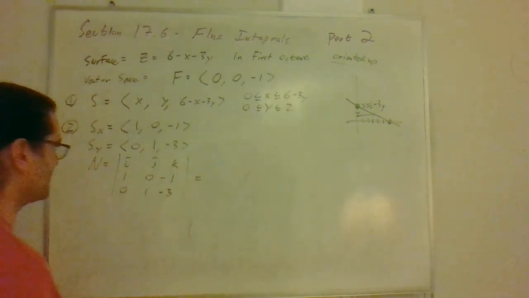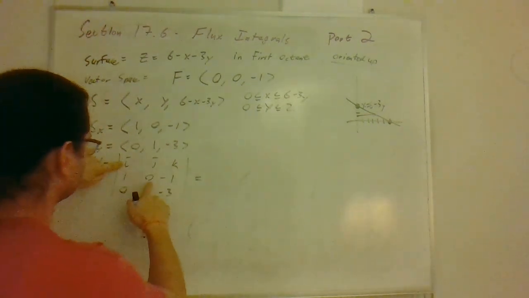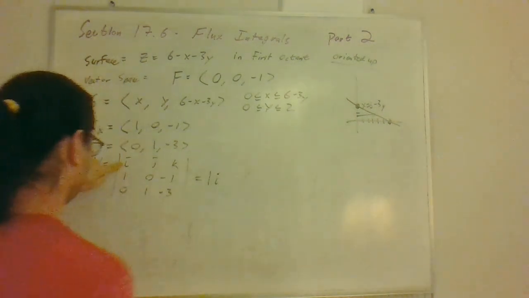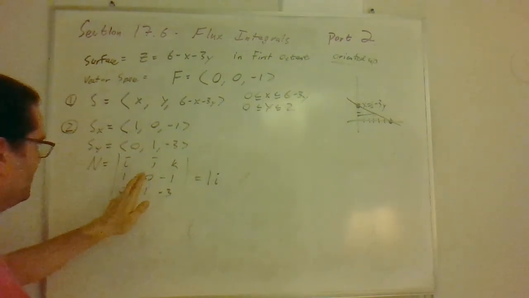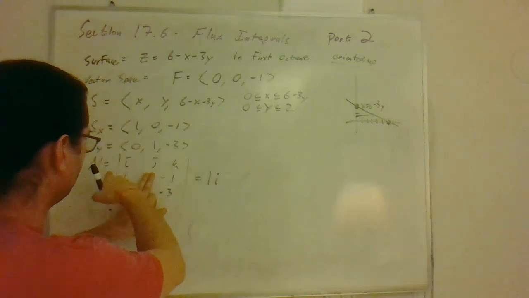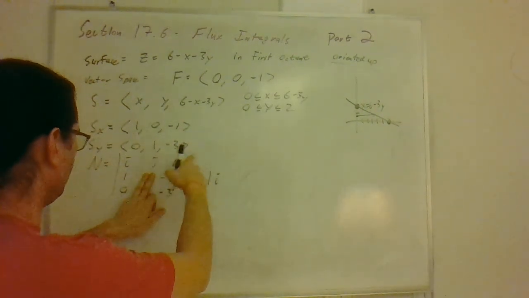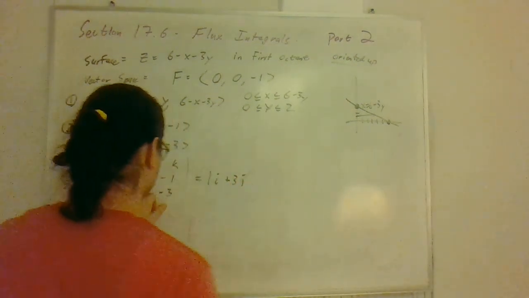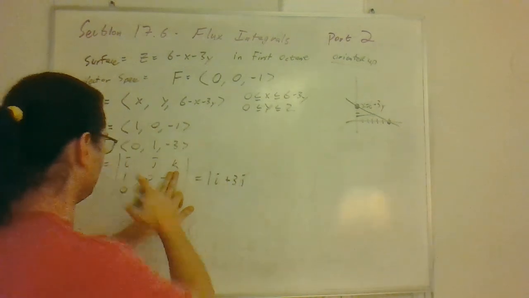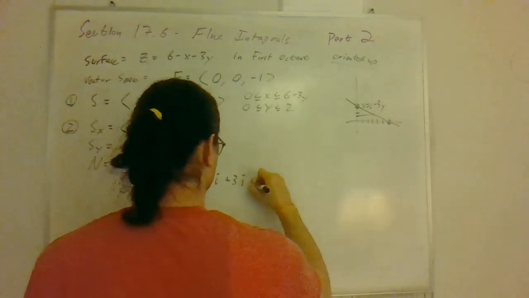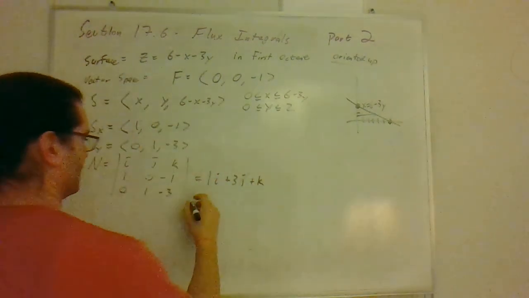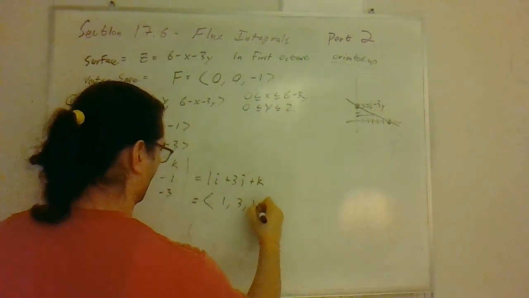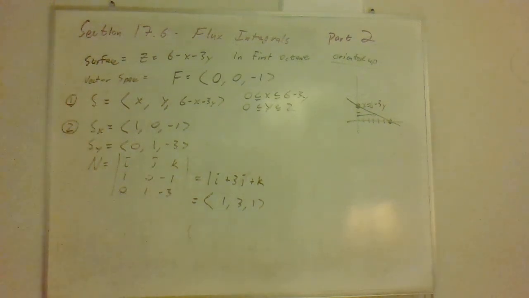So this cross product is going to give me, when I expand across i, 0 minus negative 1, so 1i. When I expand across j, it's going to give me negative 3 minus 0, but j is the one that always starts negative, so it'll be positive 3, 3j. And when I expand across k, it'll give me 1 minus 0, so plus k. So as a bracketed vector, it'll be 1, 3, 1. This is the normal vector.